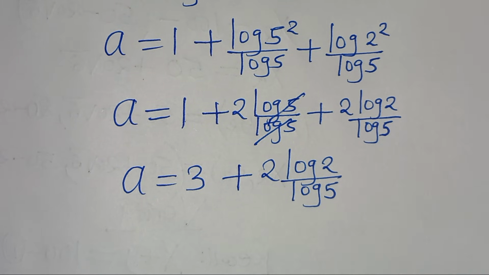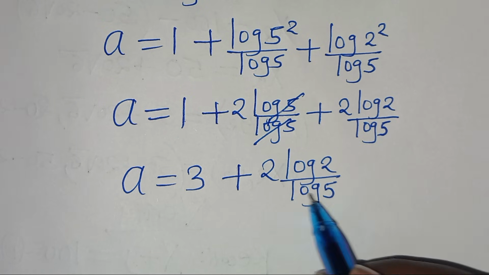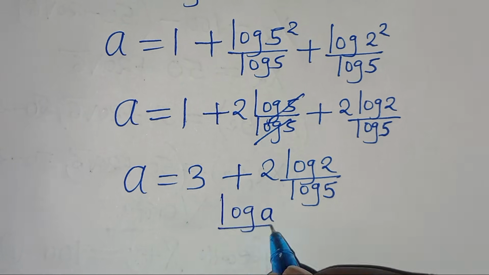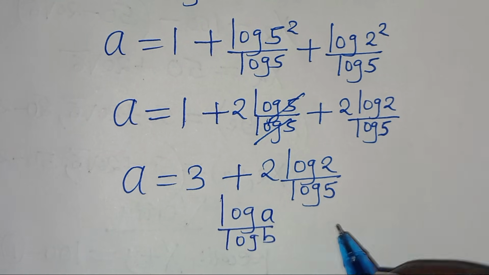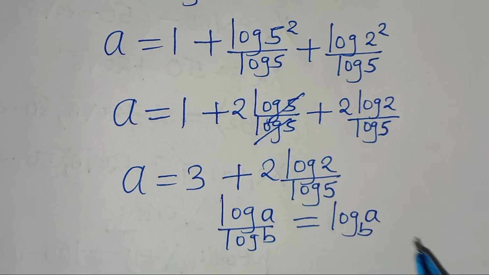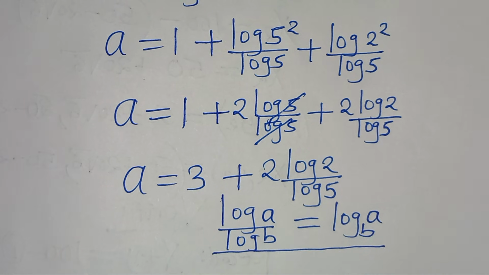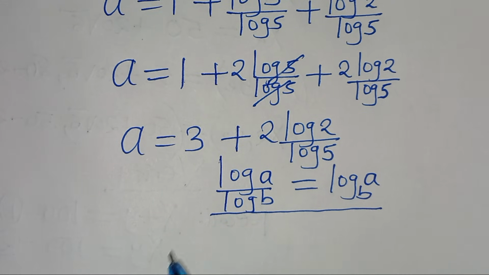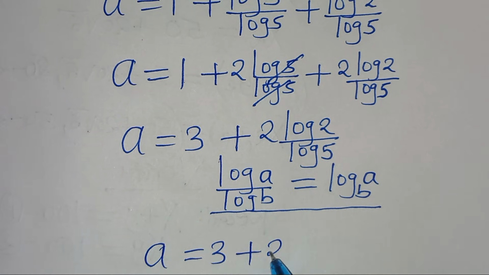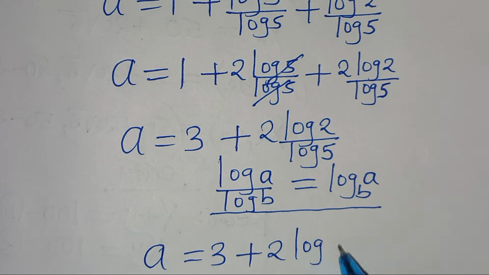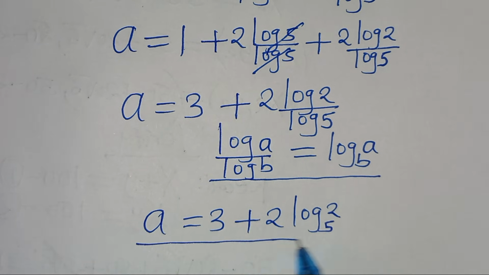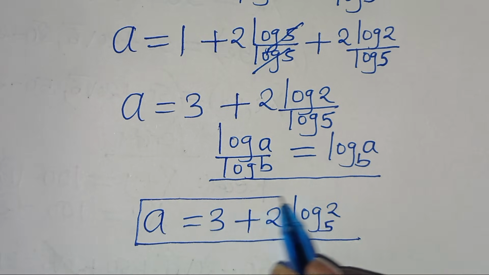Now the next step is that log 2 over log 5 is in the form of log a divided by log b, which we can express as log a to base b. Let's apply this property, so that now we have a is equal to 3 plus 2 log 2 to base 5. Now this is the value of a.